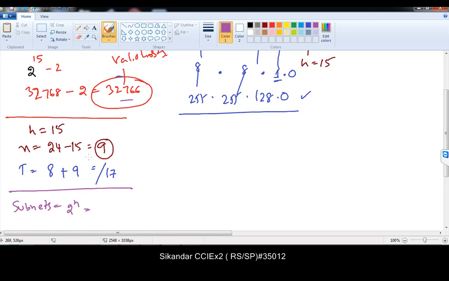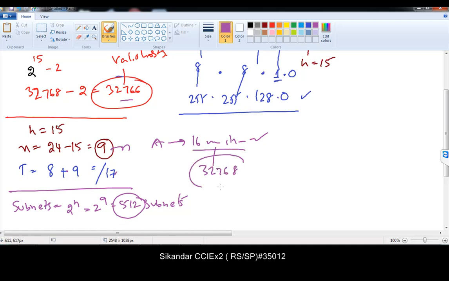So 2 to the power of n, where this is your n value, 2 to the power of 9, which means I get 512 subnets. A class supports 16 million addresses in one network. In that 16 million, if I divide each network with a size of 32768, I get exactly 512 subnets.